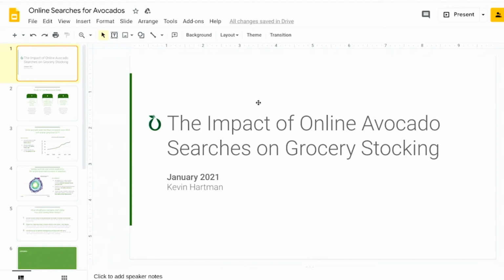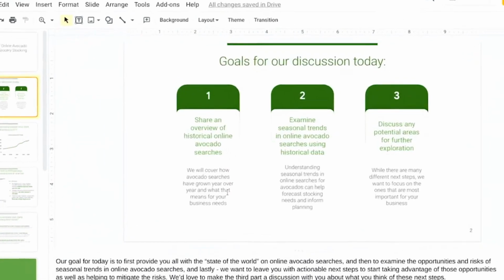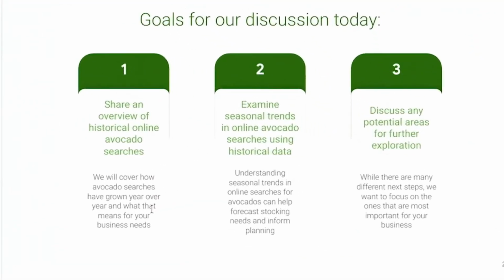Let's go back to our avocado example and imagine how we'd start that presentation. After we introduce ourselves and the title of our presentation, we have a slide with our goals for the discussion. We start with the most general goals and then get more specific. We might say, our goal for today is to first provide you all with the state of the world on online avocado searches. Then we'll examine the opportunities and risks of seasonal trends in online avocado searches.